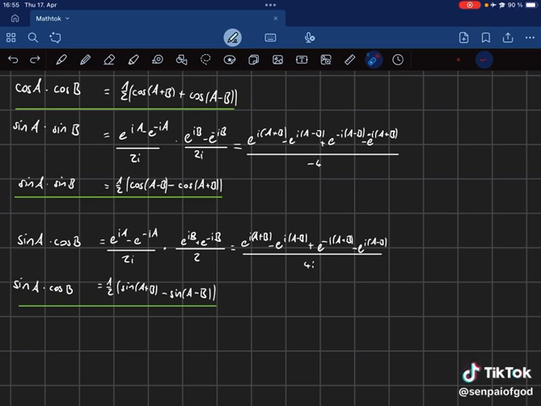So yeah, those are the trig identities that I derived using complex numbers. They aren't that difficult, so you can do it too.